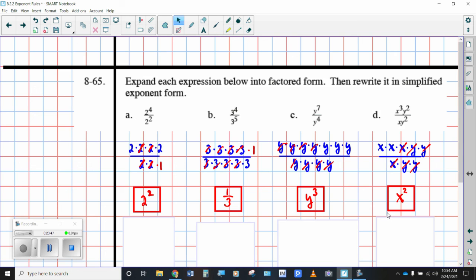Alrighty, so there you go. We've got 3 new rules for us to learn. We've learned it, now it's time to practice it, and eventually we are going to master these rules. All right, let's move on to our check for understanding.